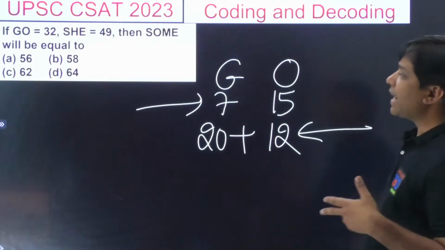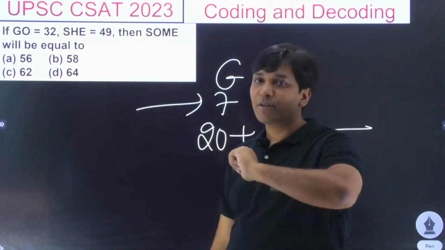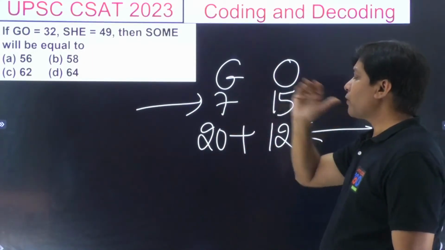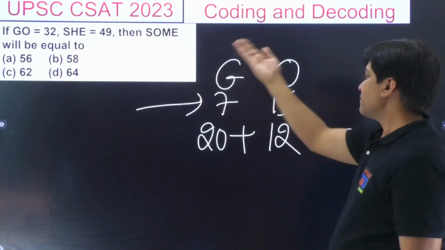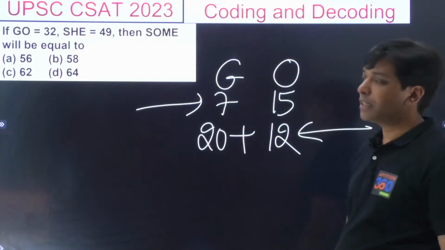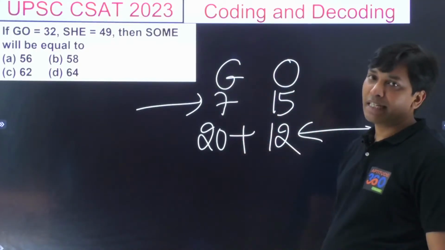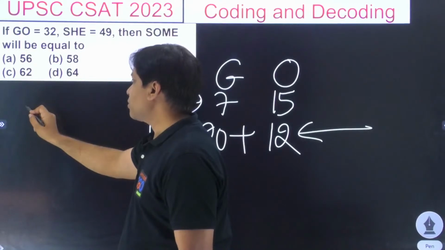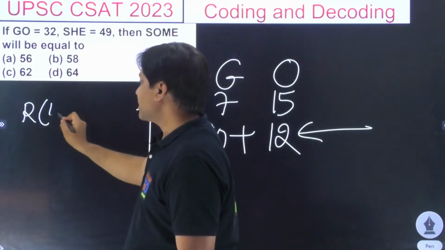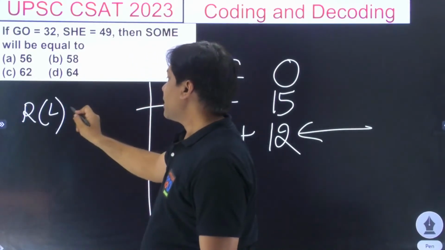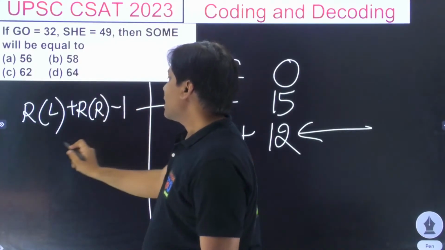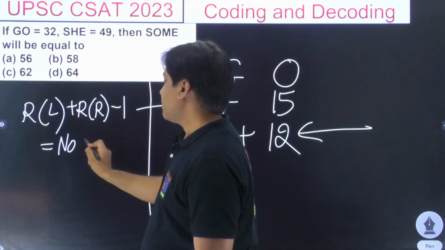Their ranks are getting added from the back end. You understand this? G is 7th from A, and O is 15th from the left. But what is going to be the rank from the right? Always remember this. Maybe I have done this shortcut with you. Rank from left of any alphabet plus rank from right minus 1 is equal to number of alphabets.